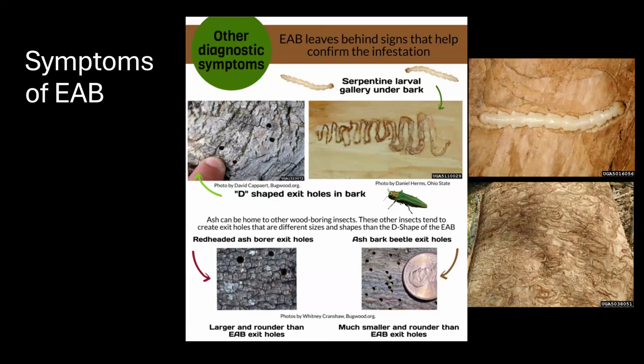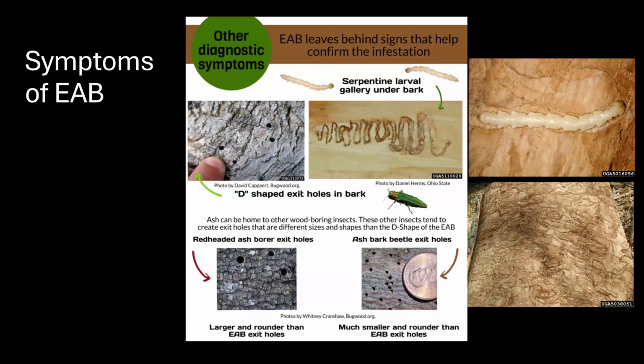Now, where you're also going to see some other signs of this larva being in the tree, other than just the dieback of the tree itself, is they do have these exit holes in the bark. And what's unique about emerald ash borer is those exit holes that you can notice at the top usually are more of a D shape. So it actually looks like the letter D.